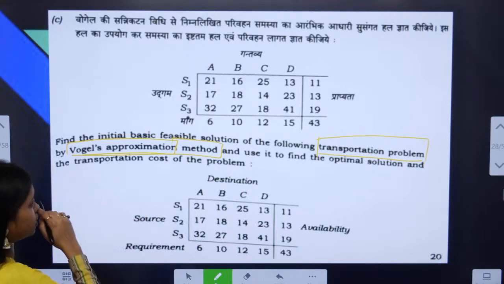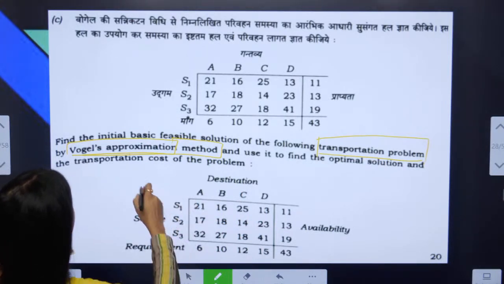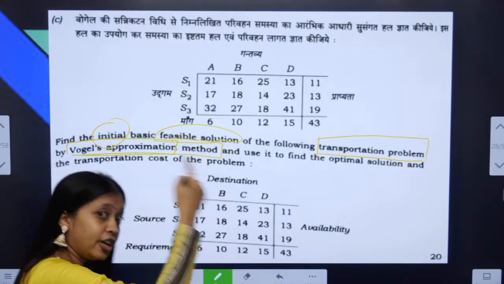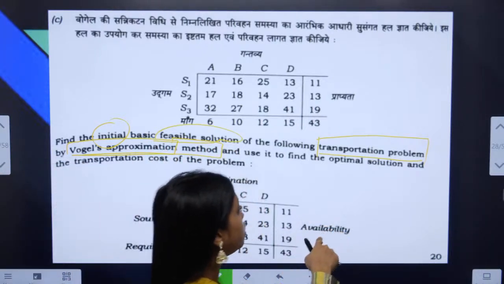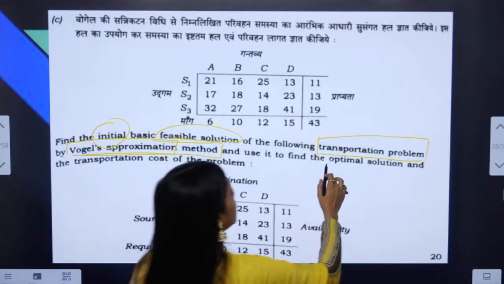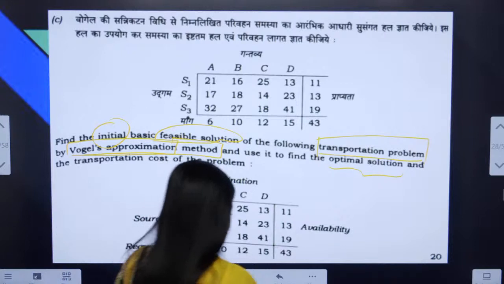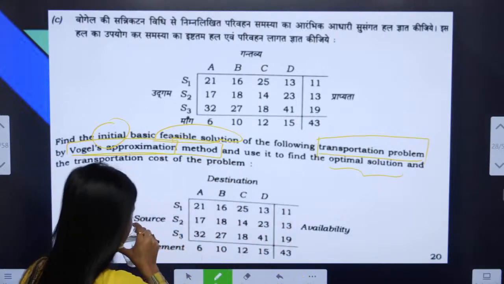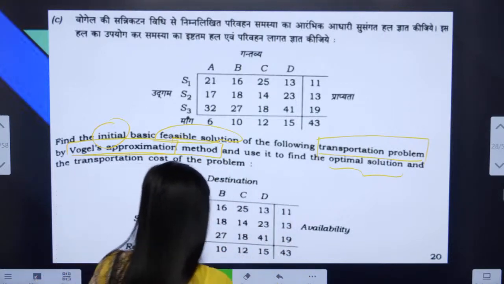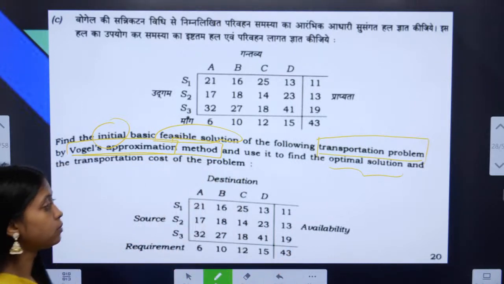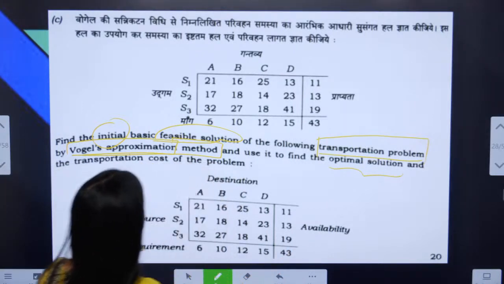Vogel's approximation method to find the initial basic feasible solution. After that you will work on the tables to find the optimal solution. Again, how do you work in the Vogel approximation method?